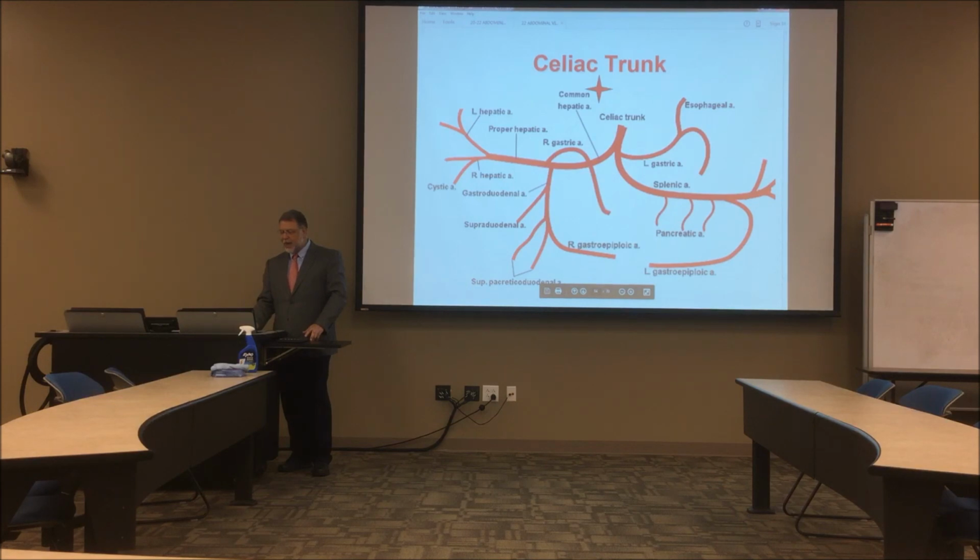The common hepatic is going to give the first gastroduodenal and the right gastroepiploic artery, but then also a supraduodenal and pancreaticoduodenal. Then is the right gastric artery, still from the common hepatic. Then comes the proper hepatic, and the proper hepatic goes one right, one left hepatic. The right one is the one that gives you the cystic artery for the gallbladder.